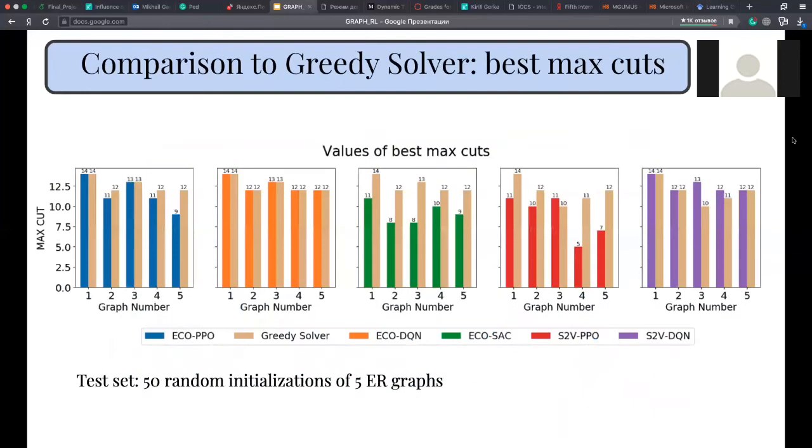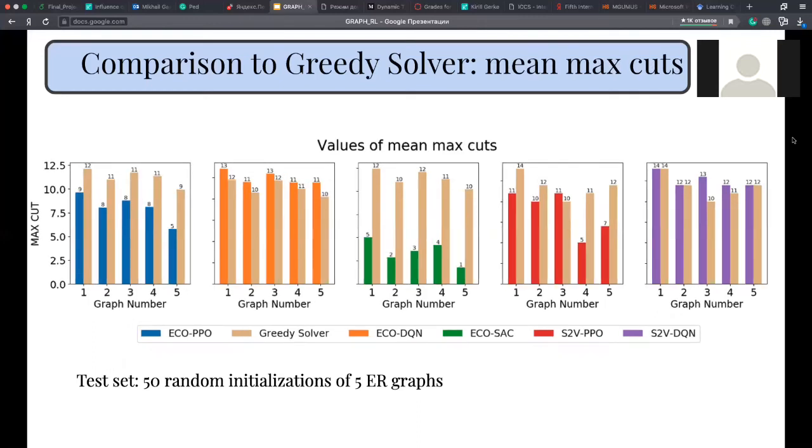And on the next slide, you can see the comparison of our methods to the greedy solver. This is reminiscent of what has been done by the authors of the original paper on ECO-DQN. We are taking 50 random initializations of 5 different graphs and take the best cuts that we have received. On the next slide, you can see the mean of the cuts from this array of solutions. These results follow the same pattern as the training results.